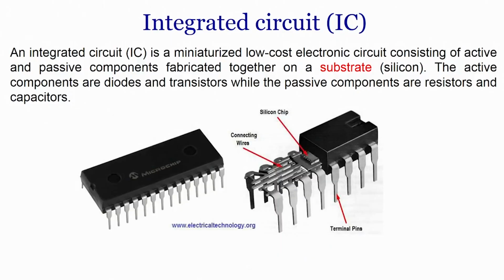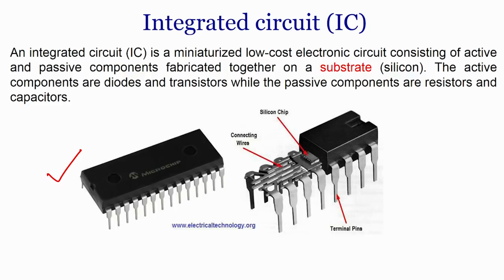An integrated circuit, as you can see here, this particular section, this one is your IC, that is what I have shown you. This is your integrated circuit, and what is it? An integrated circuit is a miniaturized low cost electronic circuit consisting of active and passive components fabricated together on a substrate. So, what exactly does substrate mean?